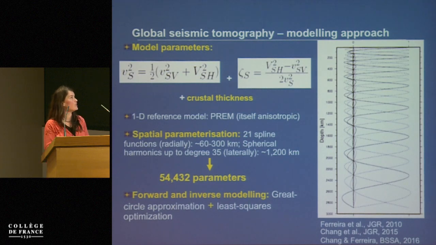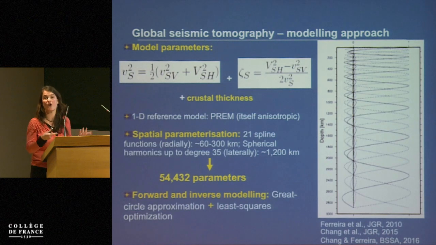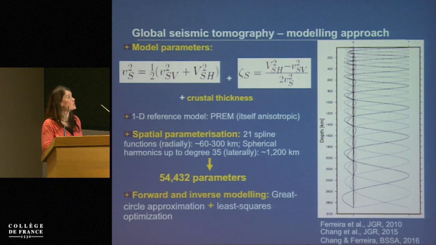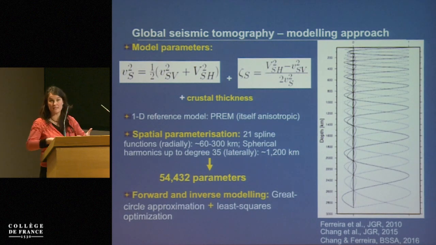And so the strategy that we came up with is that, yes, we use some existing a priori knowledge of the crustal structure, but we also allow for perturbations to it in our inversions. And this is a very important point to avoid contamination of unmodeled crustal effects into the anisotropy.